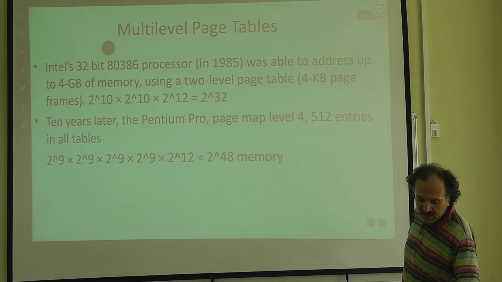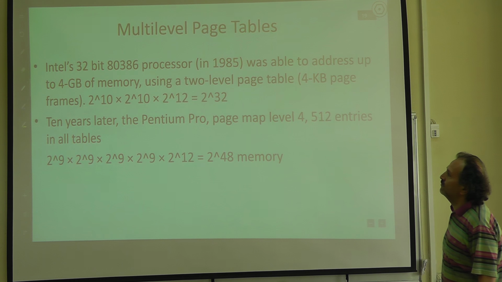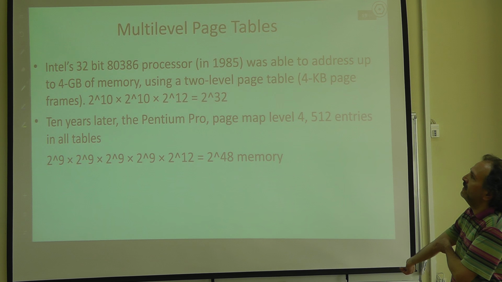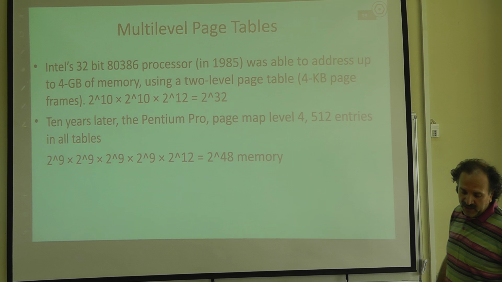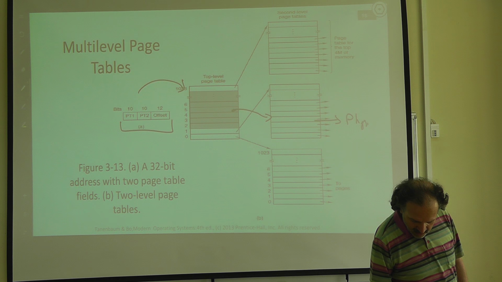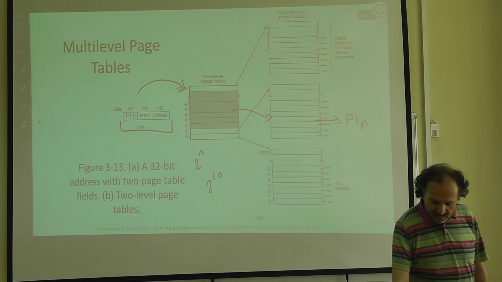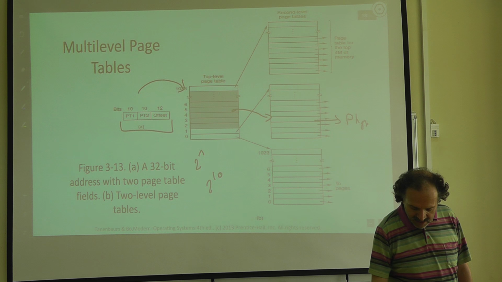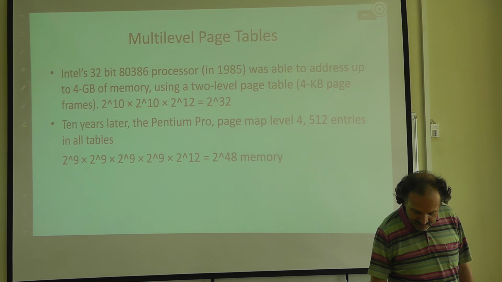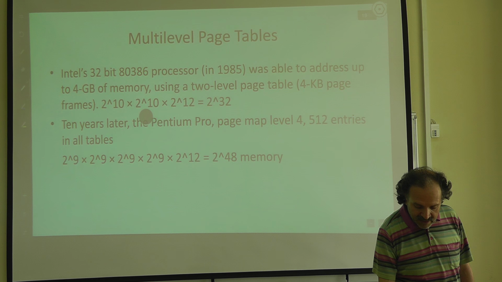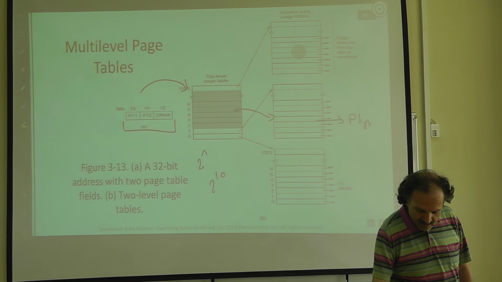The 1985 Intel 80386 processor had two levels of page table. The first page table is this one. It has 2 to the power 10 entries, that is 1024. This is the size.